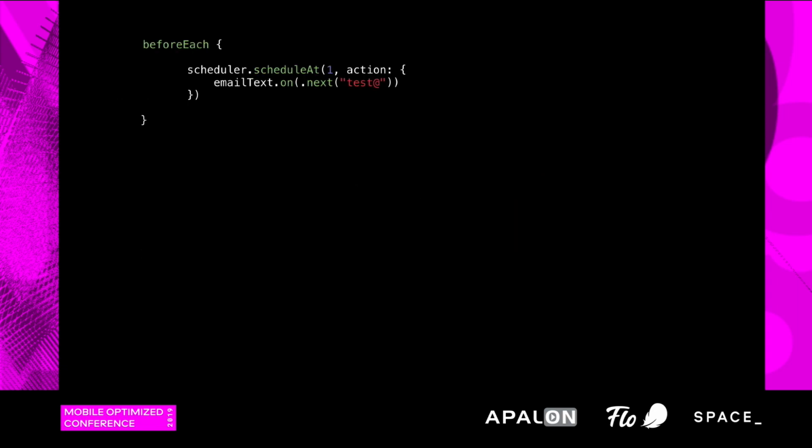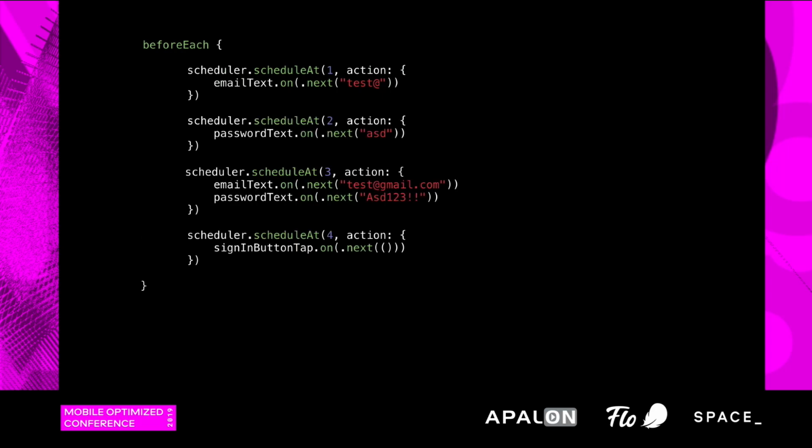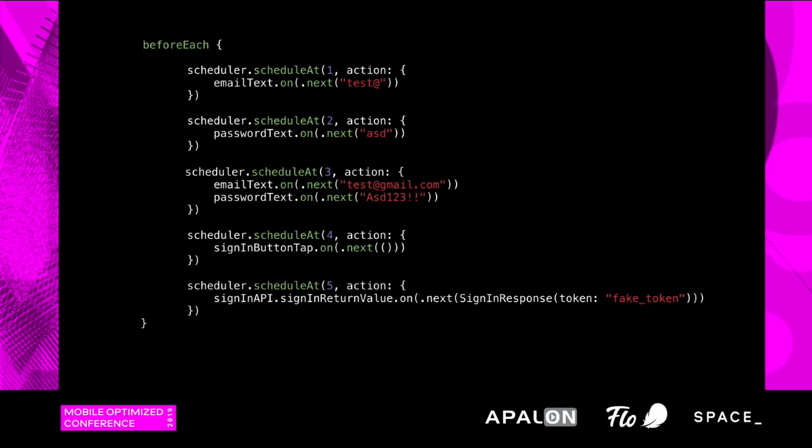And now we can use the scheduler to schedule when we want our events to be emitted. So we schedule each one of the events we want to emit. And we should never forget to run this line of code, scheduler.start, because if we don't run this line of code, none of the above will happen.